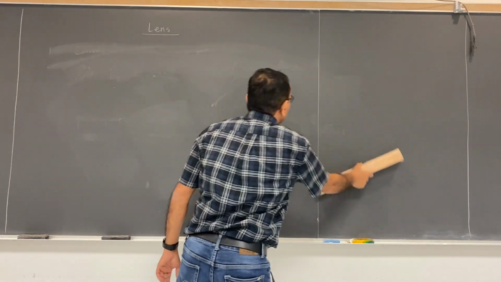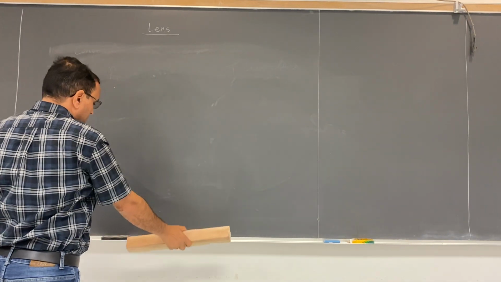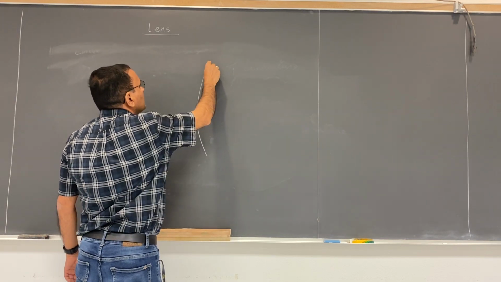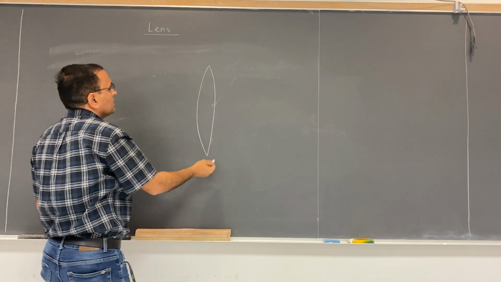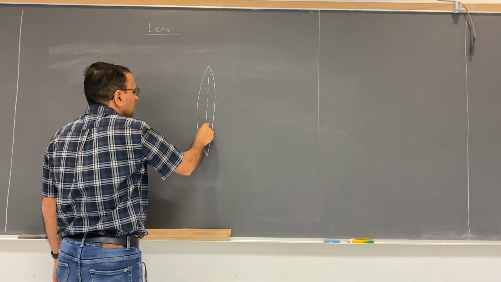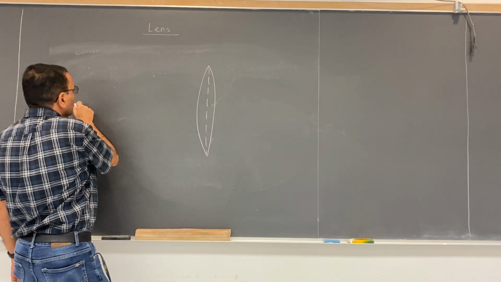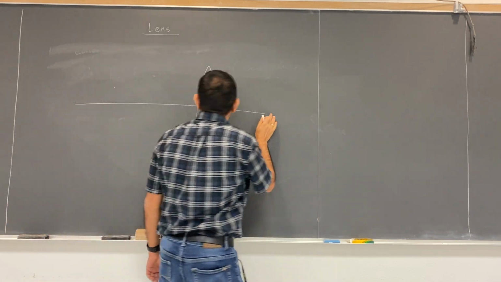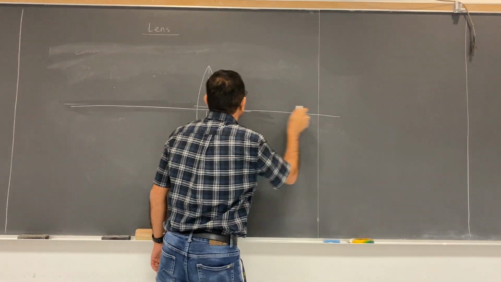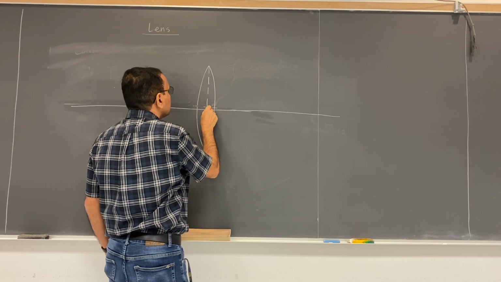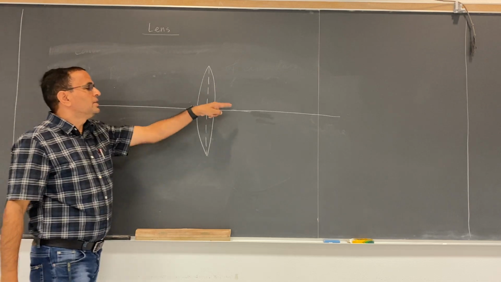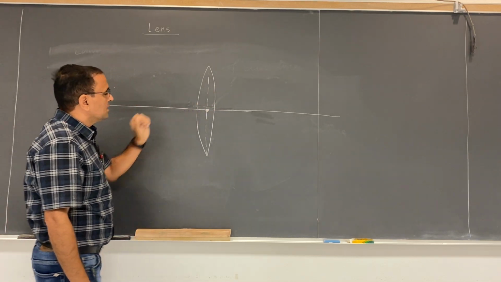Now let us draw the convex lens again. This is the convex lens and this is the center line. And I want to draw the principal axis, a straight line. This is the principal axis, this is the center of the lens. So this line is the principal axis because it is perpendicular here and there.